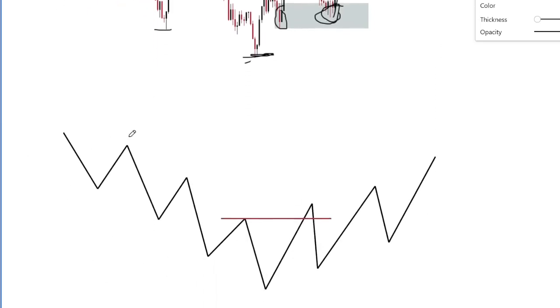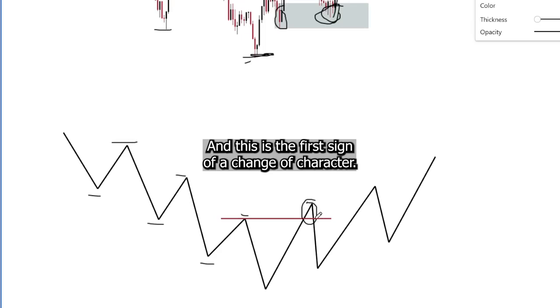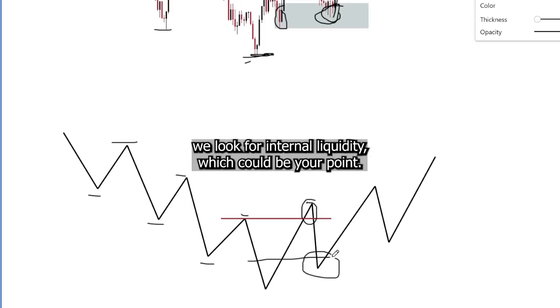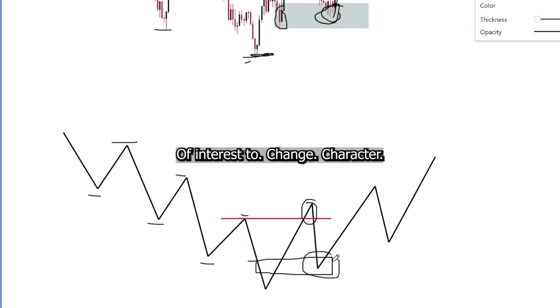And you can see it in a linear point right here. Price was making lower lows and lower highs, lower lows and lower highs. At a certain point, price would make a higher high, and this is the first sign of a change of character. And once price comes back inside of the range, price would look for internal liquidity, which could be your point of interest, to change character.